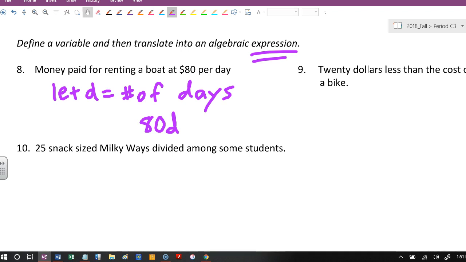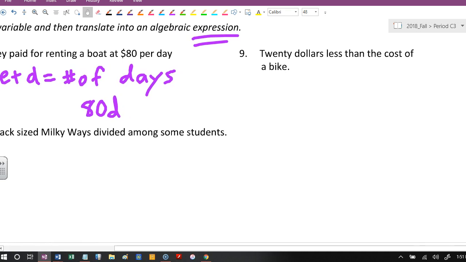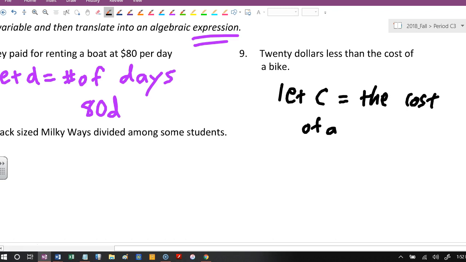Problem number 9 is $20 less than the cost of a bike. Let C be the cost of a bike. Excellent. So let C equal the cost of a bike. All right, what's our expression? Since the bike should be more than $20, you do C minus 20.